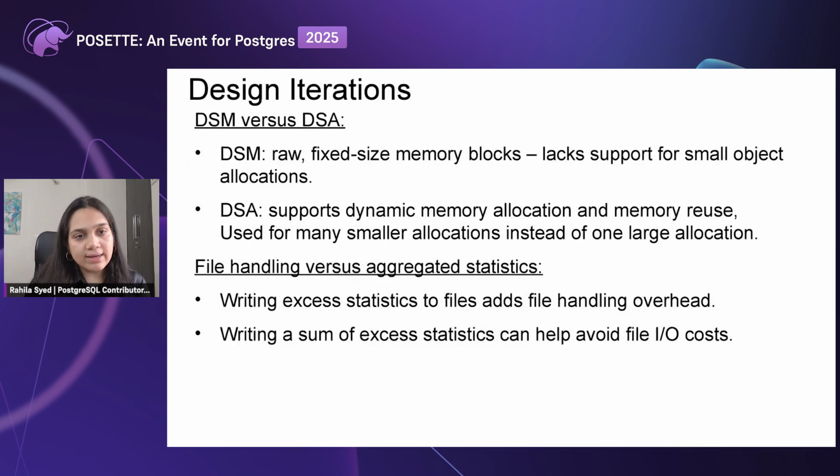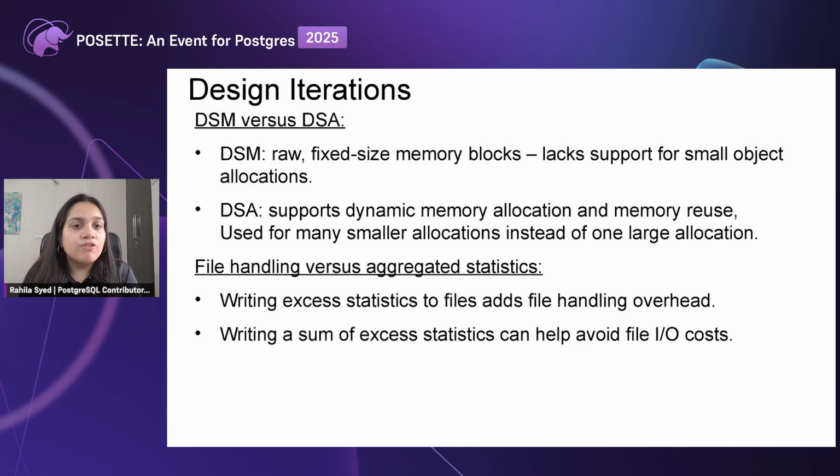So let's see why DSA versus DSM, and which one was used in this particular feature. Since the DSA supports allocation of smaller objects and different data types, DSA was used instead of the raw chunk of memory that DSM provides. It provides flexibility to free the memory whenever it's not used.